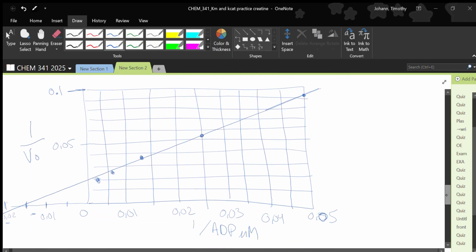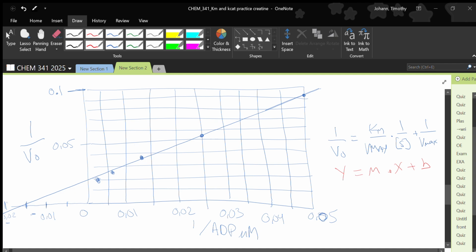So if you remember from your Lineweaver-Burk equation, it's 1 over V naught is equal to Km over Vmax, times 1 over our substrate concentration, plus 1 over Vmax. All right, and so this is a straight line equation. y is equal to mx plus b.